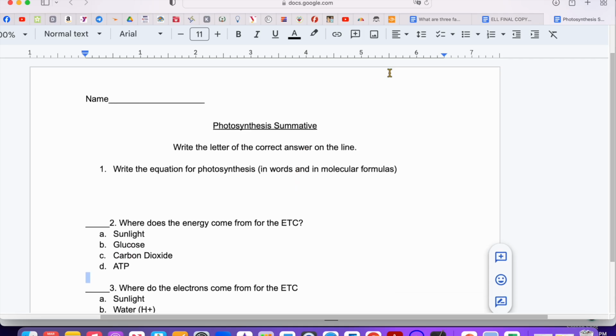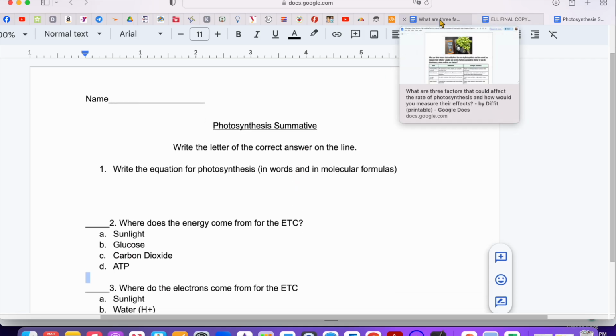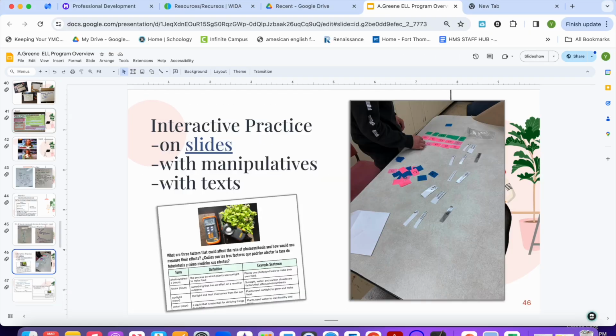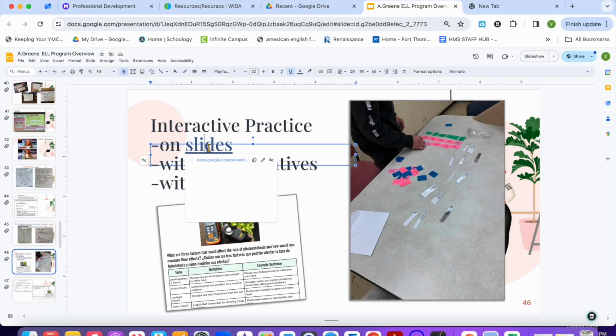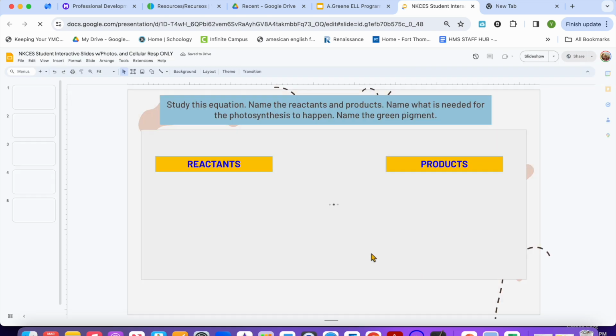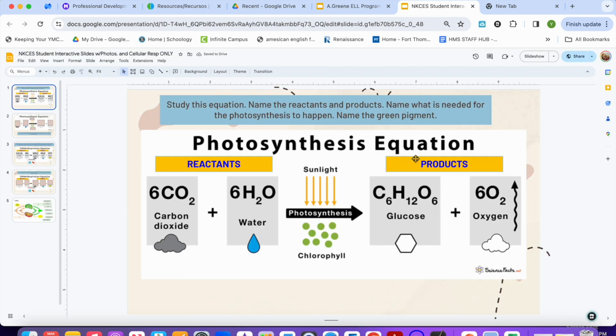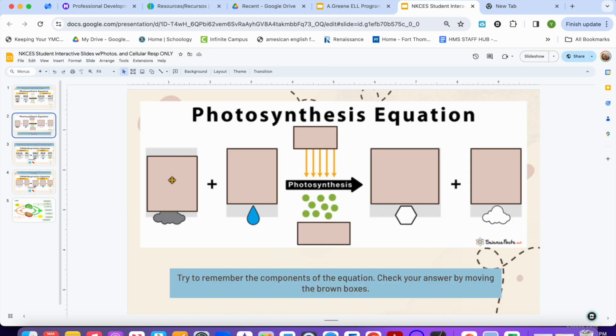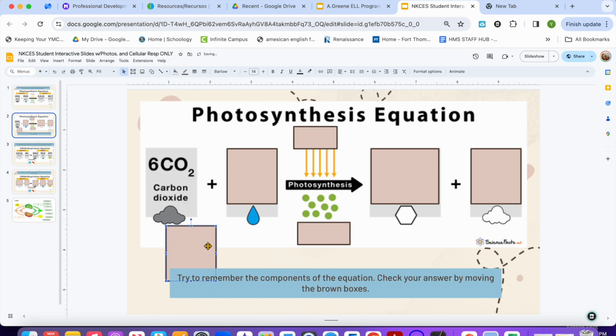When we chose this focus, I decided to create all kinds of resources to practice photosynthesis. So I put together these interactive slides where students would first read the formula and then they would get to quiz themselves or each other, because I put these boxes here where they could name the molecules.